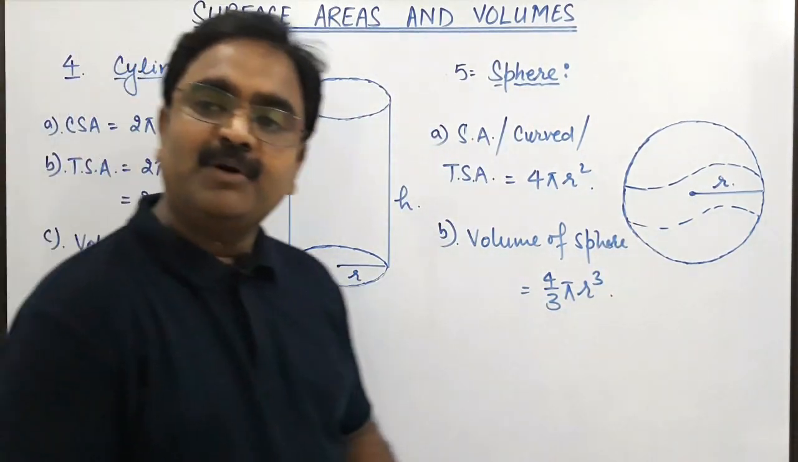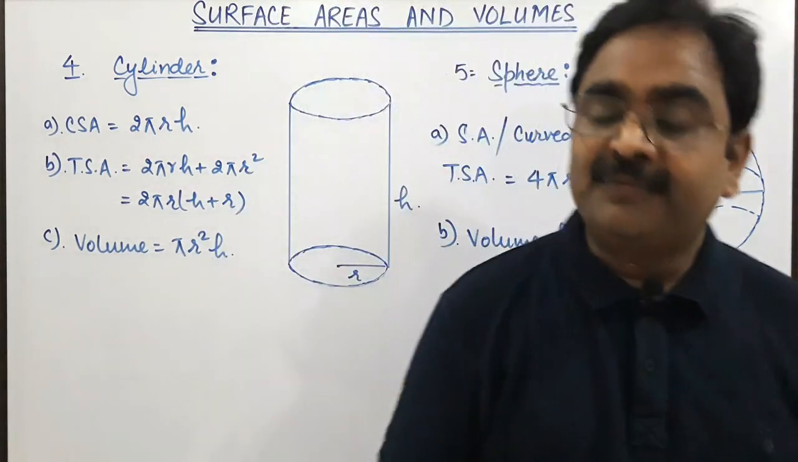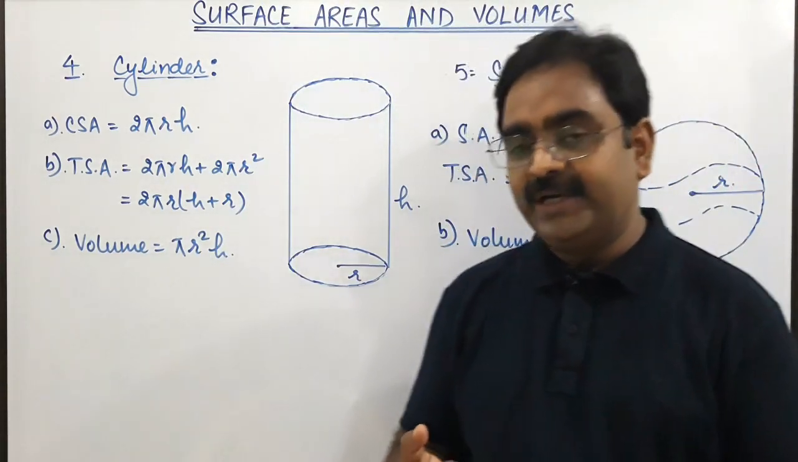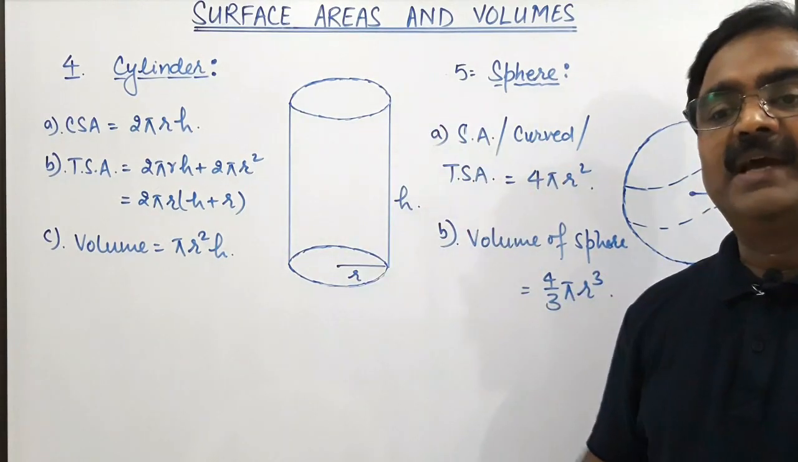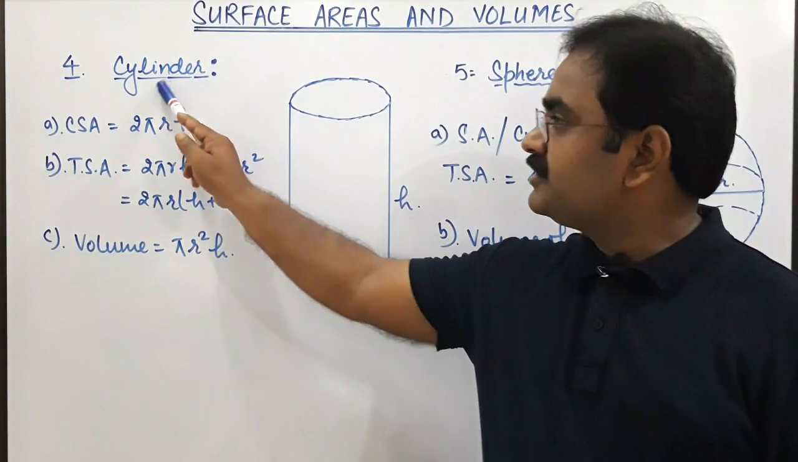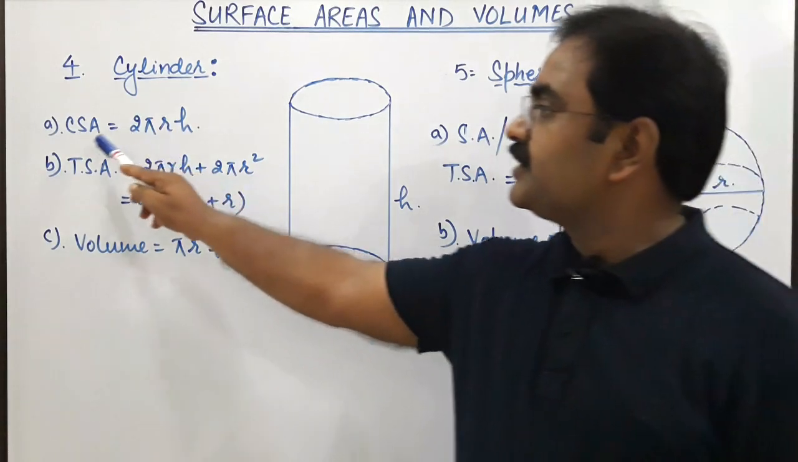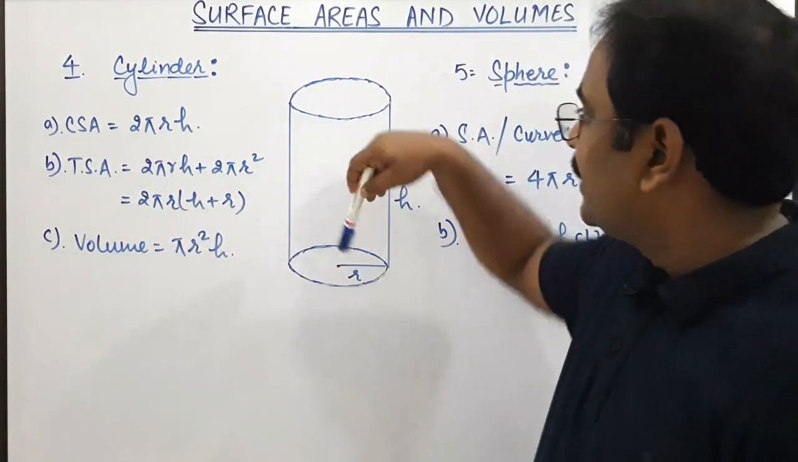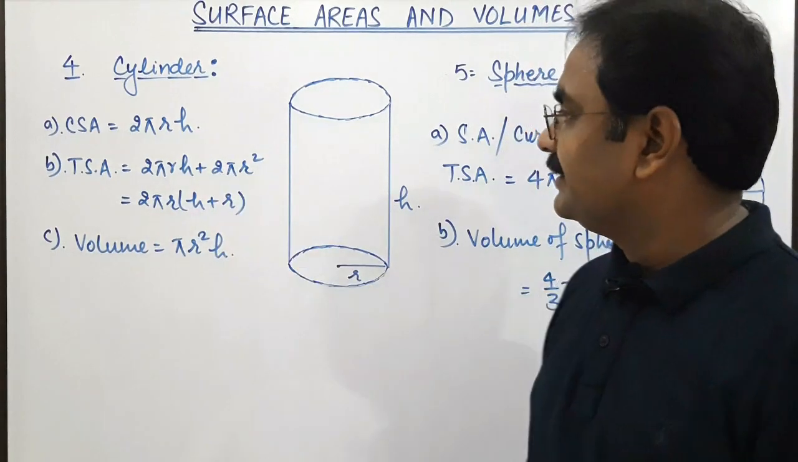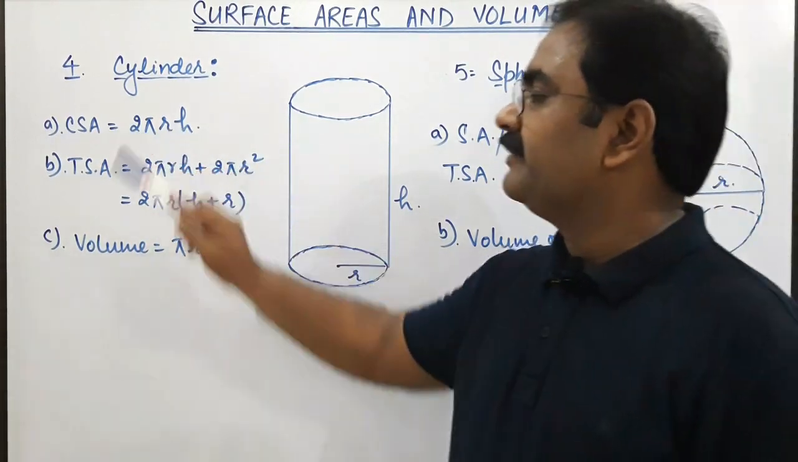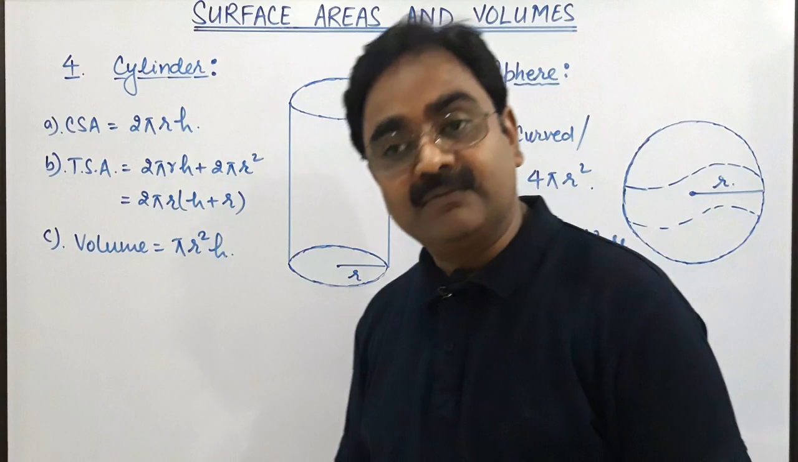So this is all about the five solids we have discussed: cube, cuboid, cone, cylinder, and the sphere. In the right circular cylinder, the curved surface area of the cylinder is 2 pi r into h, where r is the radius and h is the height. You know that the value of pi is 22 upon 7, or 3.14.